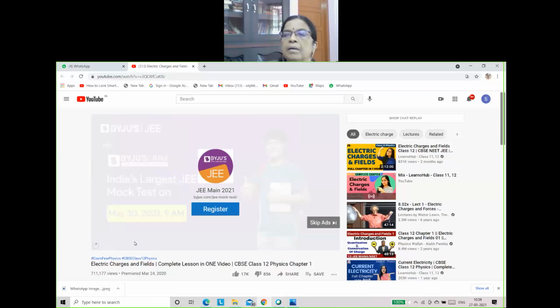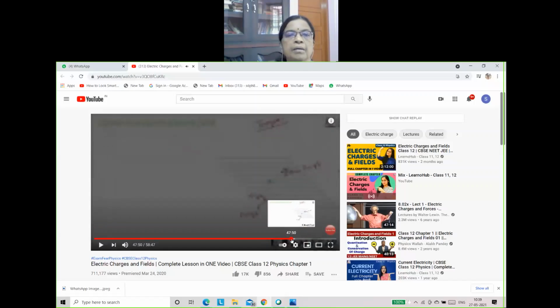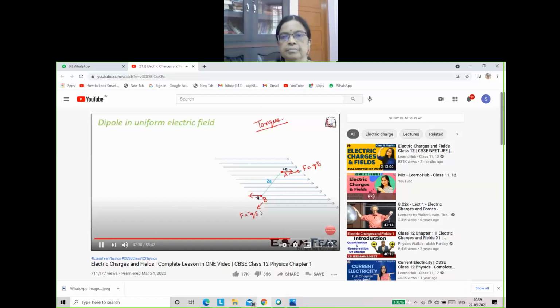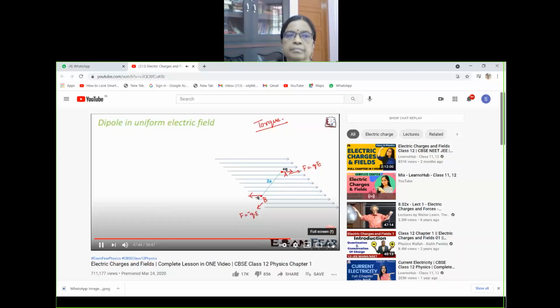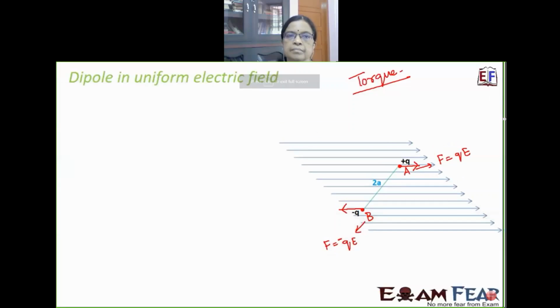Now, when is the torque maximum? When the value of sine theta is maximum. So what happens here: this force will try to push it in this direction, and this force will try to push it in this direction, and as a result this entire dipole, or this entire rod, will start rotating. That is what is called torque. So here net force is equal to 0, but net torque is non-zero.